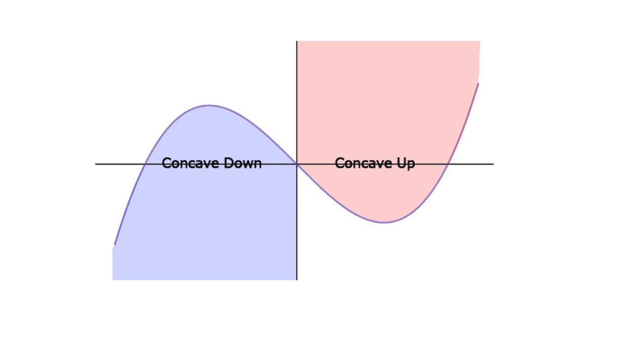Here we just have a quick graphical representation of concave up and concave down. If you can hold water in it, it's concave up. If the water spills out, it's concave down. All right.